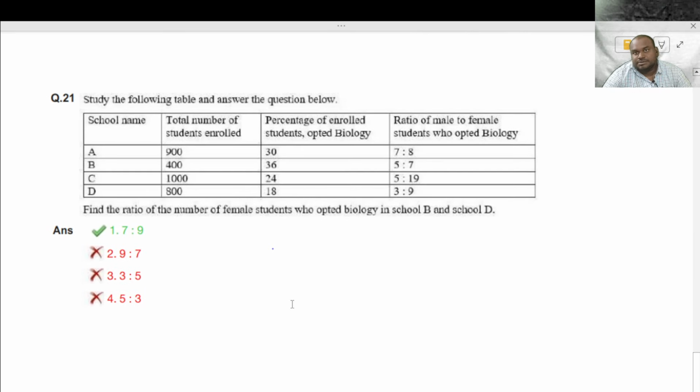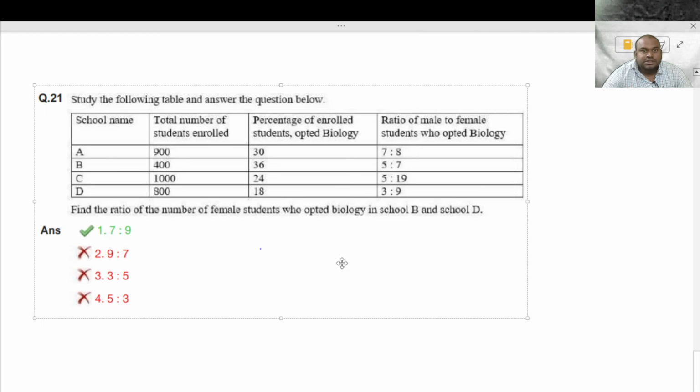So in percentage problems, if you assume 100, it becomes easier most of the time. Remember this point. Next question: study the following table and answer the question below. School names A, B, C, D are given, along with the total number of students enrolled. In school A, 900 students are there, in B, 400, like that.